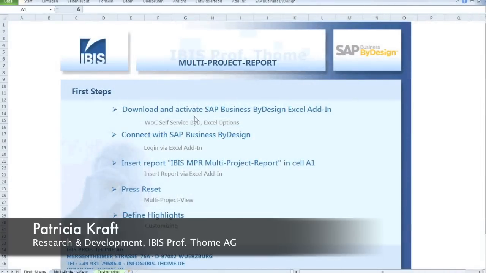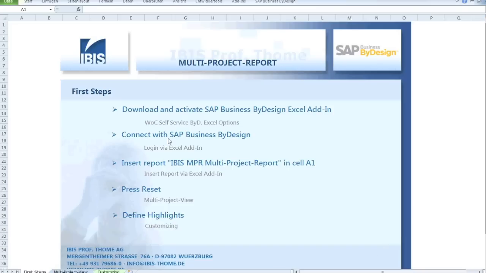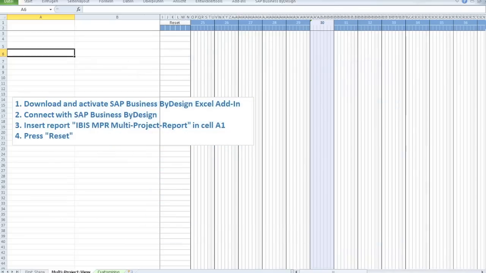The following video shows you the first steps you have to take to activate and use your multi-project report. The first steps are to connect with SAP Business ByDesign, insert the report, and refresh your data. These first steps can be seen on the tab Multi-Project View.